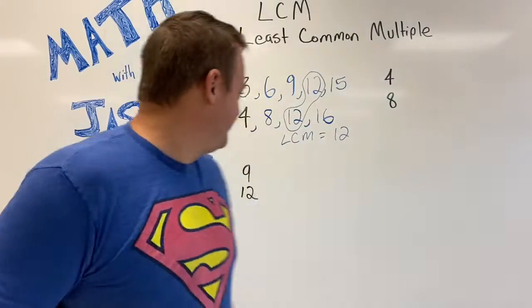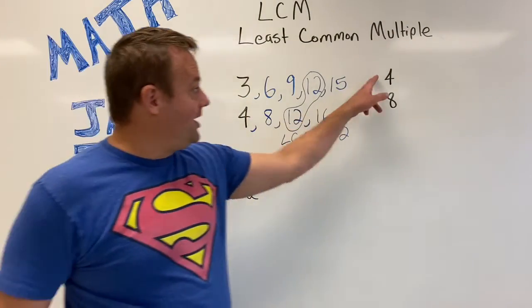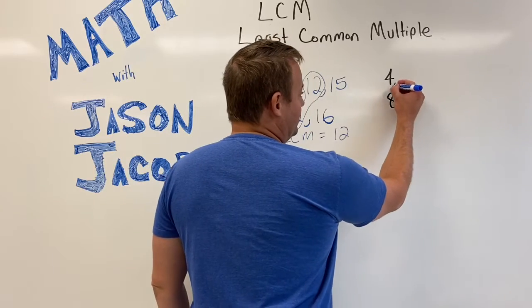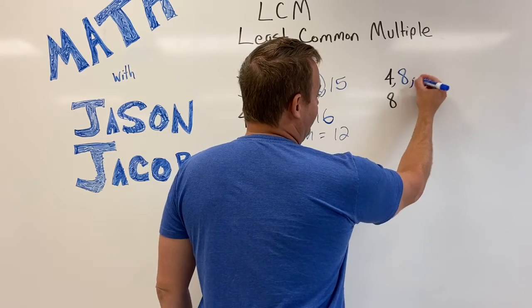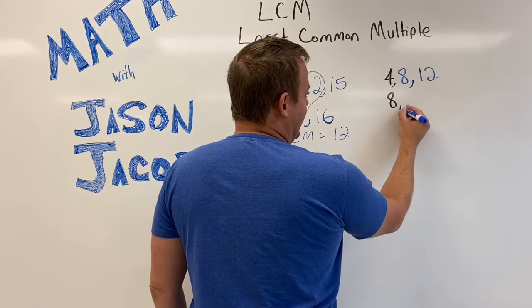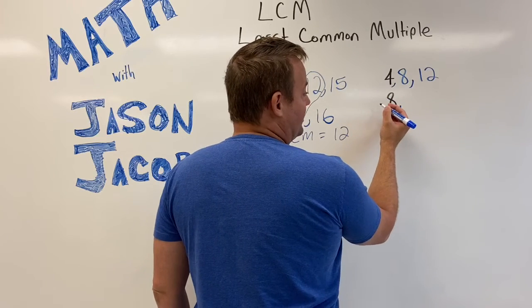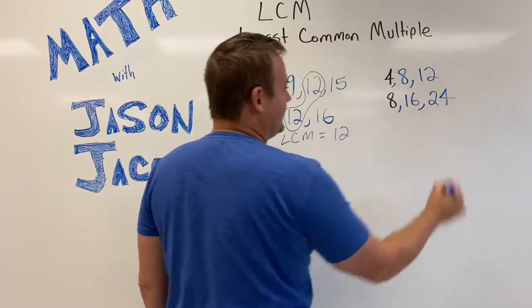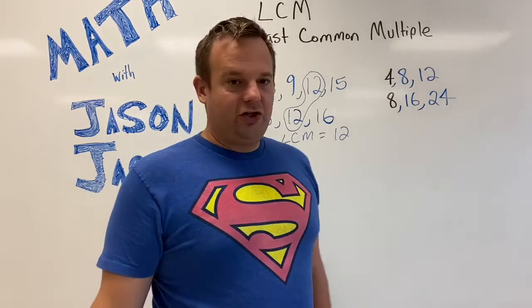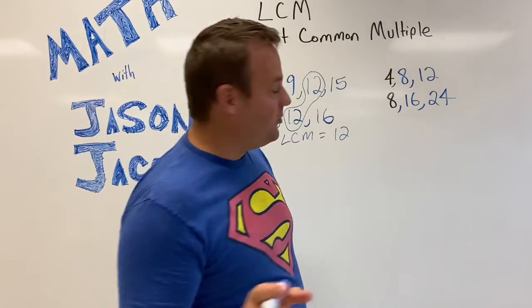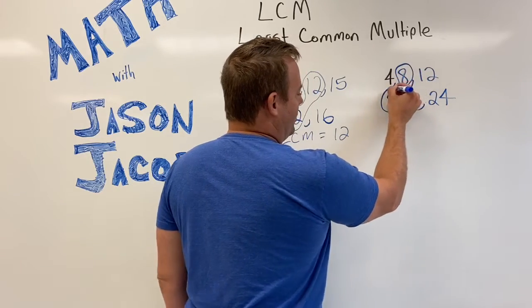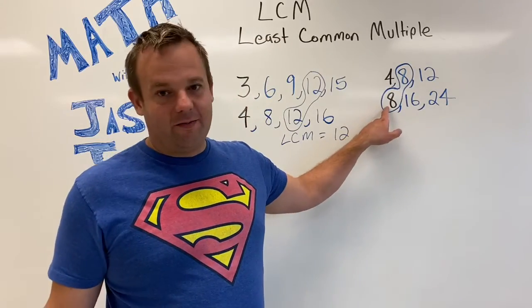Let's do another one. Let's do 4 and 8. This is a special circumstance I want to show you. So 4 times 1 is 4. 4 times 2 is 8. 4 times 3 is 12. And now 8 times 1 is 8. 8 times 2 is 16. 8 times 3 is 24. Let's see a match. That's right, it's actually one of the numbers. So the least common multiple can be one of the numbers that you started with.